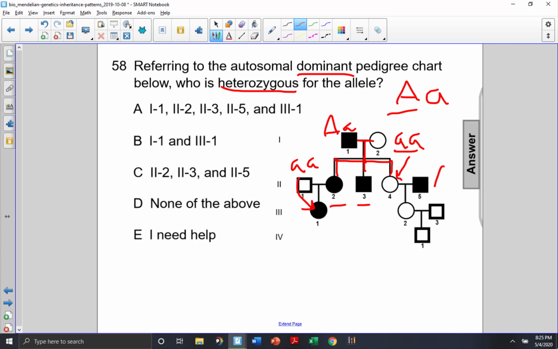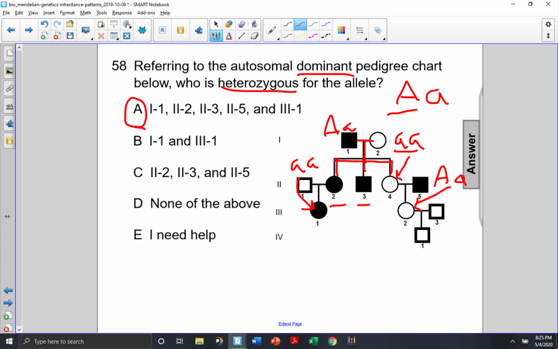individual has to be heterozygous as well, because their children, or their daughter actually, individual number 2 in generation 3, has that little a allele from her father and a little a allele from her mother as well. So therefore, every shaded individual on this pedigree is heterozygous. If they have the trait, they are heterozygous, so that is choice A.